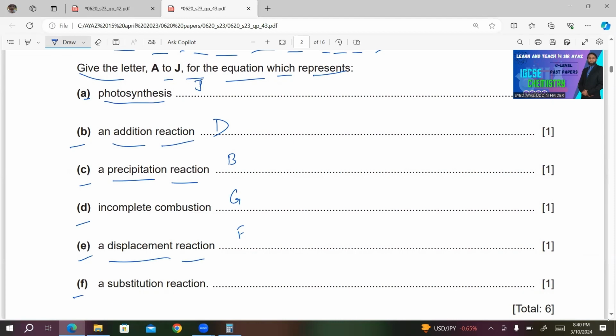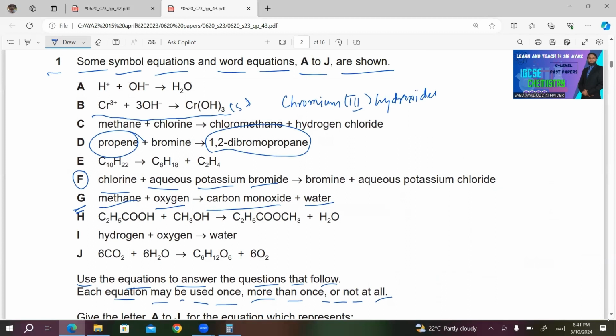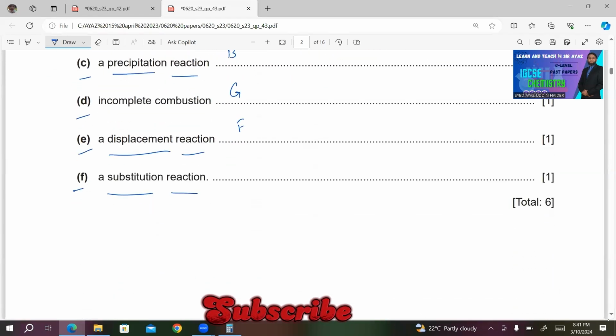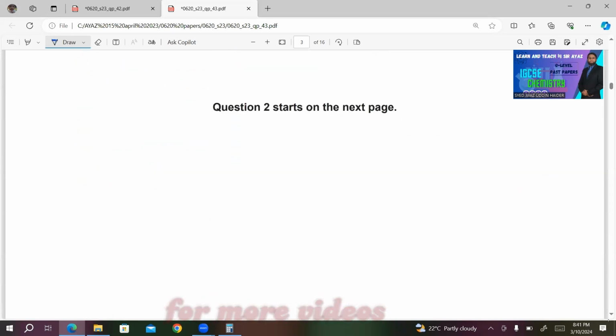Last one, F, a substitution reaction. A substitution reaction involves the displacement of one atom in organic compounds, and it is common in alkanes. So C is the example of this displacement reaction. You can see the reaction methane is reacted with chlorine and the product is chloromethane and hydrogen chloride, which means one of the hydrogen in methane is displaced by one of the chlorine atom to produce chloromethane and hydrogen chloride. So C will be the right answer for this part. Moving to next question.